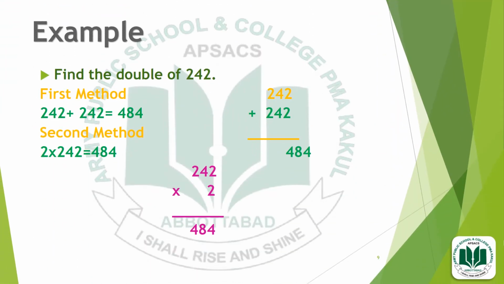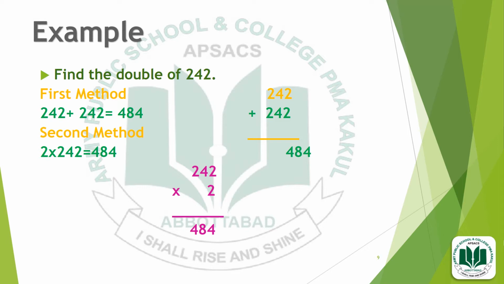Now students, one more example for you, in which we have the question: find the double of 242. We apply both of the methods to find its double. In the first method, we add 242 with itself. By doing the working, 242 plus 242. Then 2 plus 2 becomes 4. 4 plus 4 becomes 8. And 2 plus 2 becomes 4. It means that 484 is the double of 242.